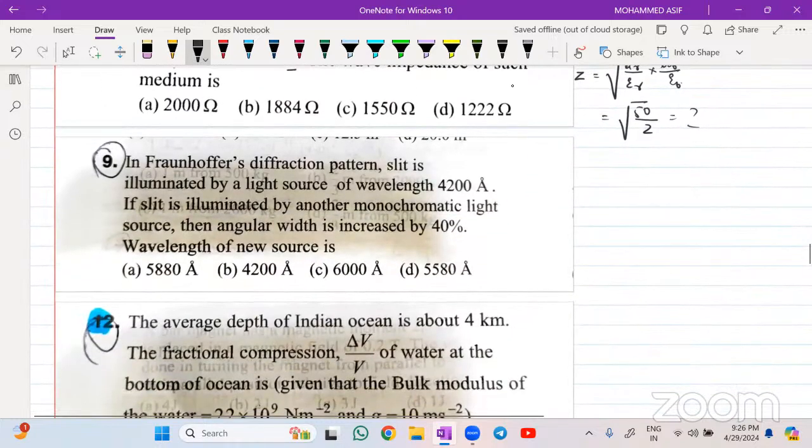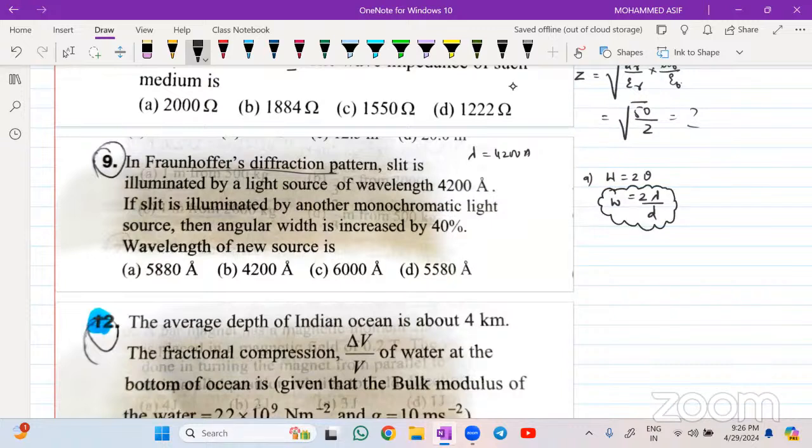Question number 9. In a Fraunhofer diffraction pattern, a slit is illuminated by light of wavelength lambda equal to 4200 angstrom. If the slit is illuminated by another monochromatic light source, the angular width is increased by 40%. What is the formula for angular width? Angular width W is equal to 2 times theta, that is equal to 2 lambda divided by d, since theta is lambda divided by d. This is the formula for angular width.